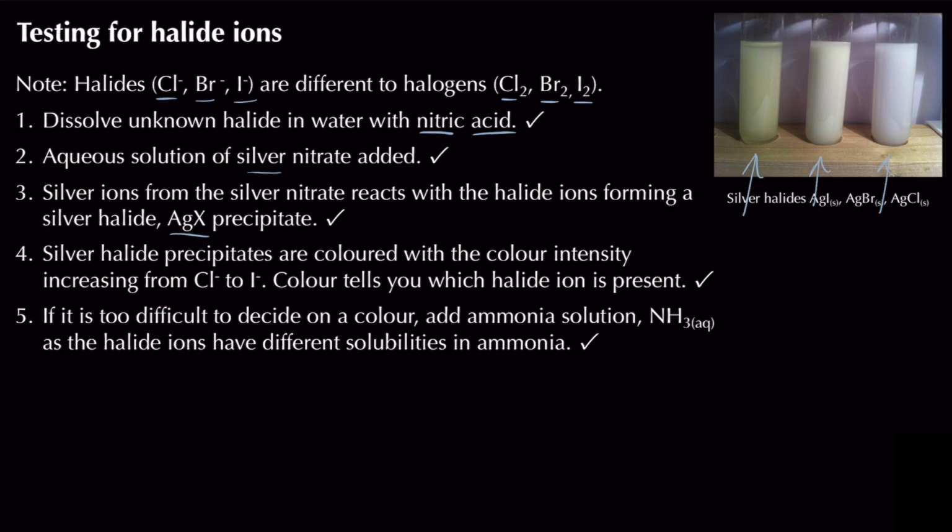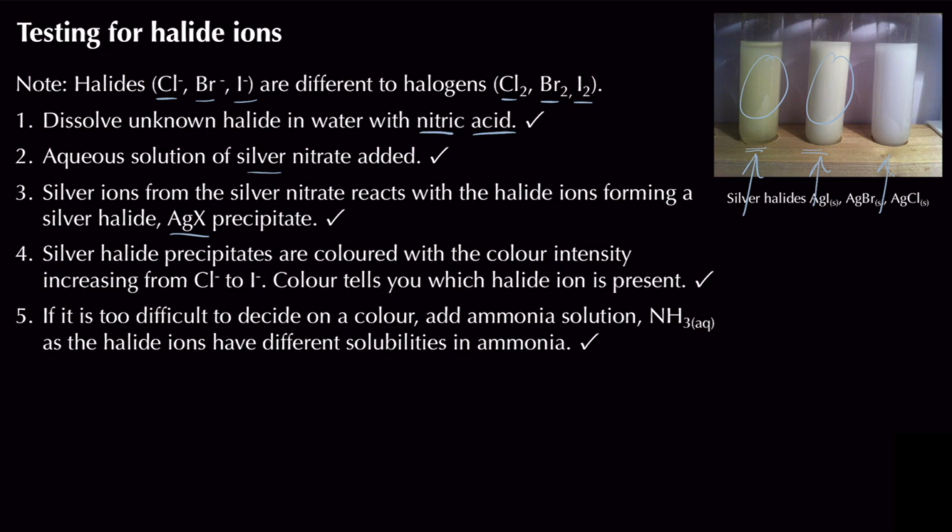Now, sometimes it might be a bit difficult to tell the difference between the two, like we mentioned before. We've got a yellow and a cream precipitate over here, and what we can do is add some ammonia solution. Let's say I wanted to tell the difference between a cream and a yellow precipitate, in other words silver bromide and silver iodide. What I could do is add some concentrated ammonia solution, and our bromide precipitate would dissolve, and our yellow precipitate would not dissolve because it's insoluble in concentrated ammonia solution. So that's how we can tell the difference between these two.